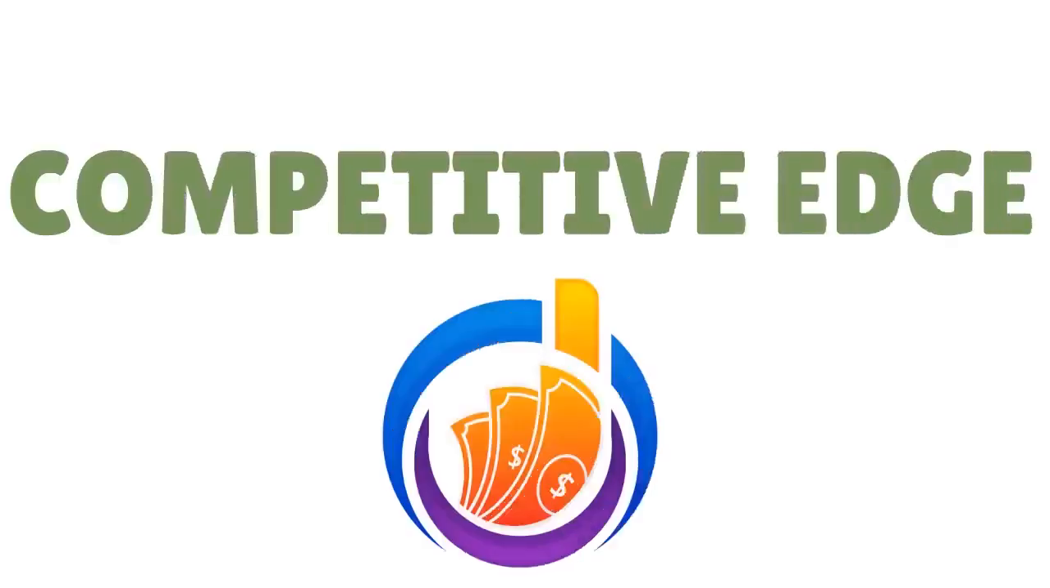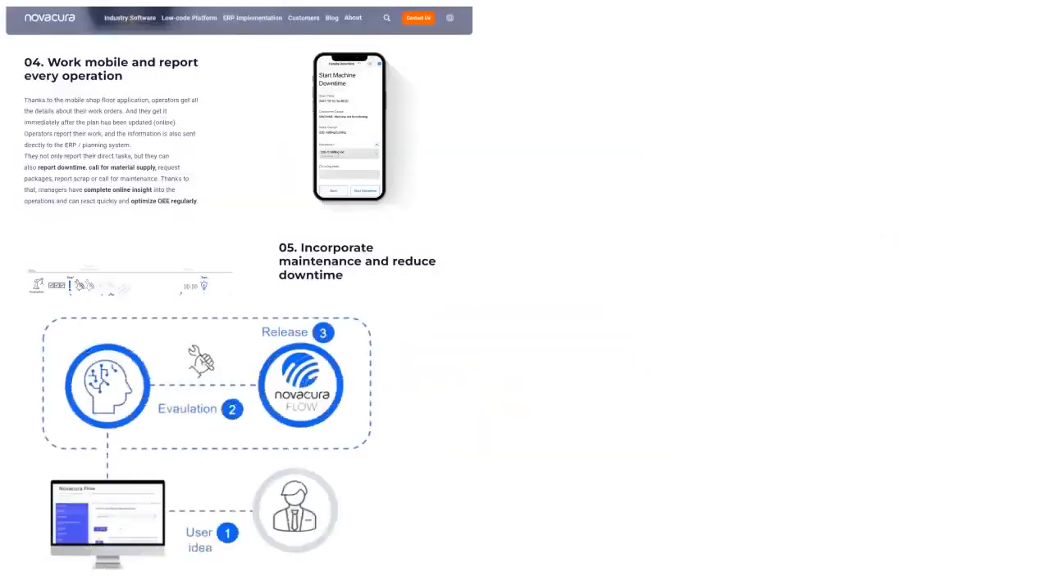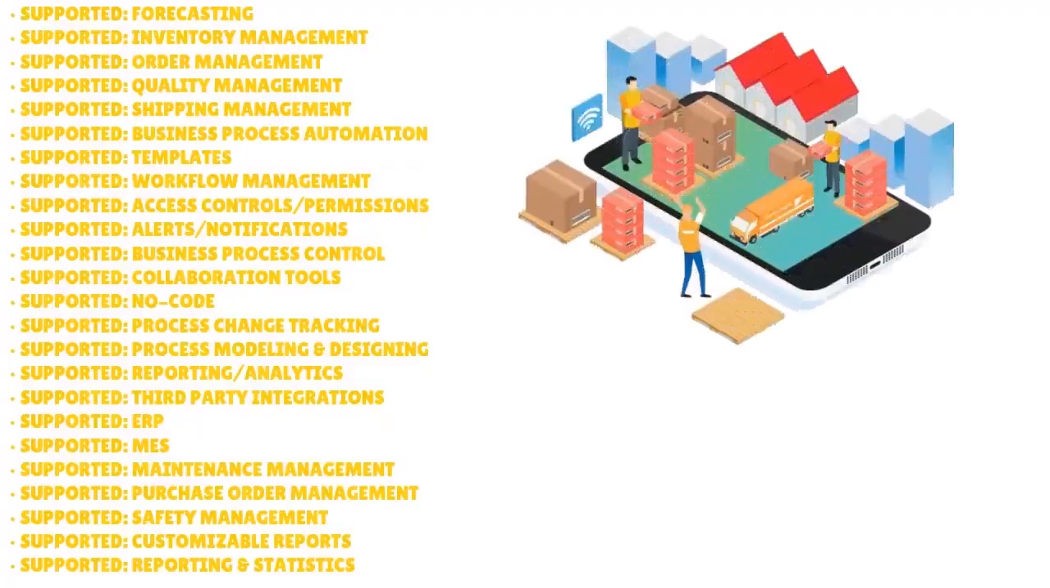Let's talk about the competitive edge here. When we think about Novacura warehouse management software, we're thinking about a software tool that's constantly been improved upon. You have all kinds of capabilities that give Novacura a distinct competitive edge in our view. First of all, you have forecasting. You are able to forecast inventory inflows and outflows out of your warehouse through Novacura warehouse management software. You have inventory management, of course. You have order management. You have quality management. This is kind of cool also. You are also able to have a module that revolves around shipping management.